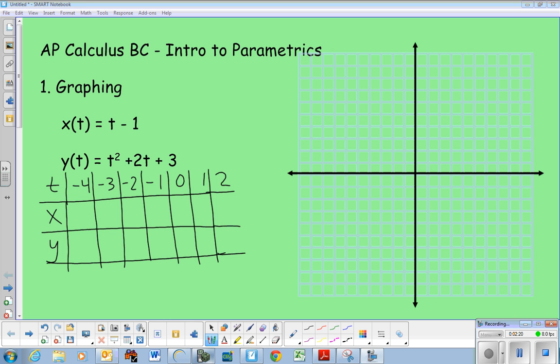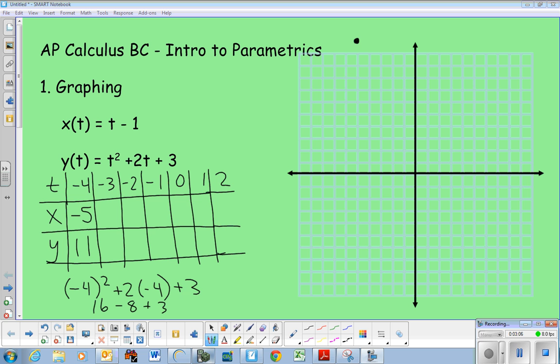Okay, so when t is -4, x of -4 is -4 minus 1, which is -5. Y of -4 is -4 squared plus 2 times -4 plus 3. And I'm plugging in just the same way I always did, where I would take my x and plug it in and get the y, but now I'm plugging this t into both the x and the y equations. So let's see, that's 16 minus 8, which is 8, plus 3, which is 11. So -5, 11 is the first point on my graph. There's the point associated with t equals -4.